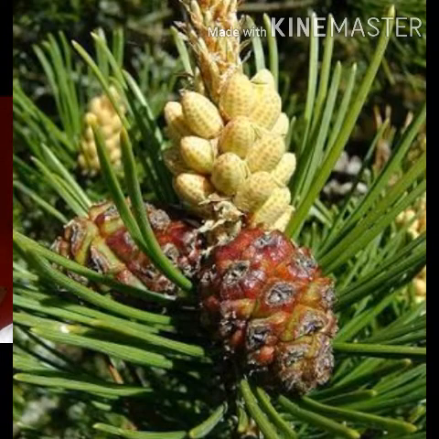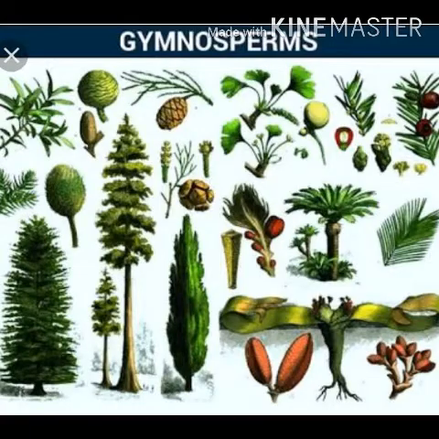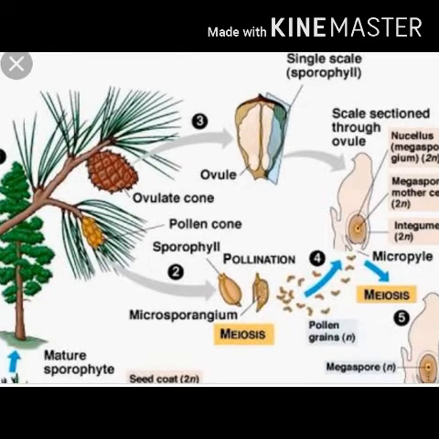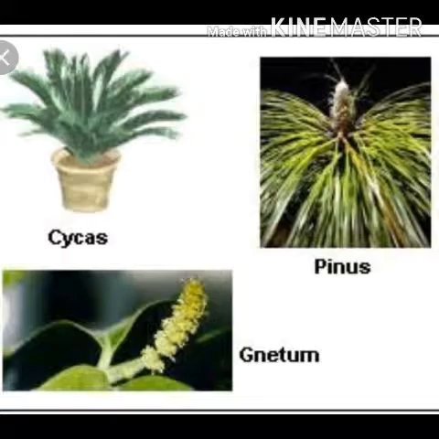The pollen grain is released from the microsporangium. The pollen tube carrying the male gamete grows towards the archegonia in the ovules and discharges its contents near the mouth of the archegonia. So this is fertilization. The zygote develops into an embryo and the ovule into a seed, and the seeds are not covered. So these are the structural arrangements of gymnosperm.